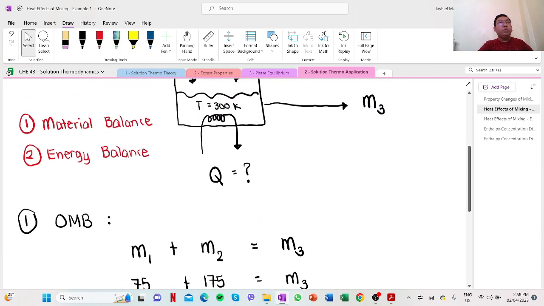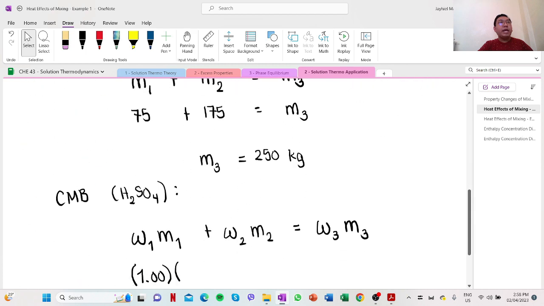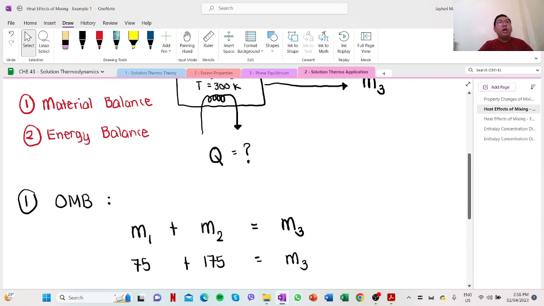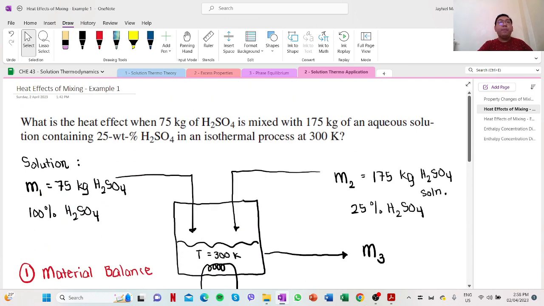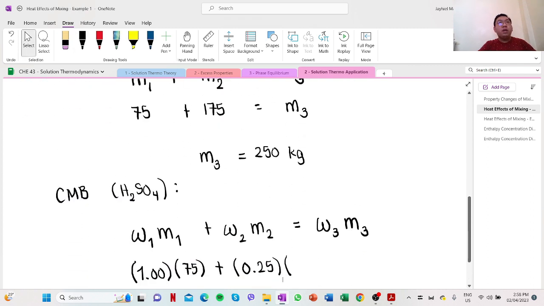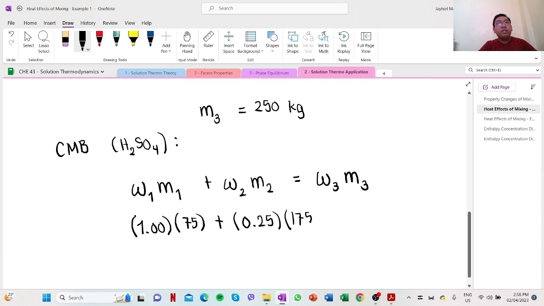For stream number 2, let's remember the mass, 75 kilos. And for stream number 2, it was specified that 25% H2SO4 is present in the second incoming stream, and the mass is 175. Your unknown here is W3. What is the weight fraction of your outgoing stream?